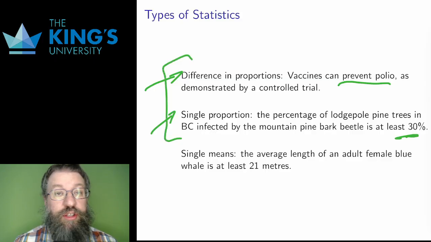Now we want to do statistics for numerical variables. For numeric variables, we measure means, averages. The alternative hypothesis will again be a threshold, but now a threshold of a mean, not a proportion. Something like the average length of an adult female blue whale is at least 21 meters. The null hypothesis is again the negation of this, that average length is no more than 21 meters. This is the kind of statistic I want to study now.